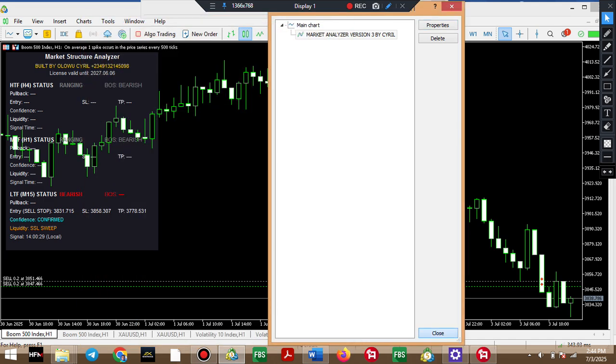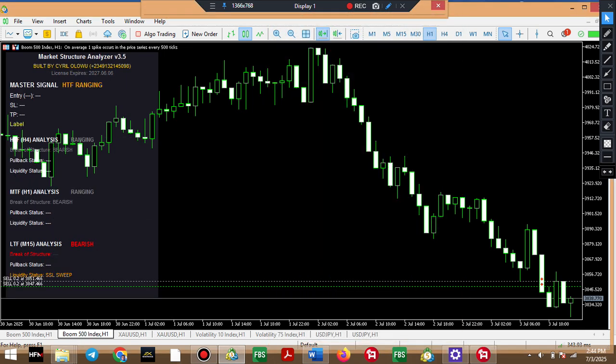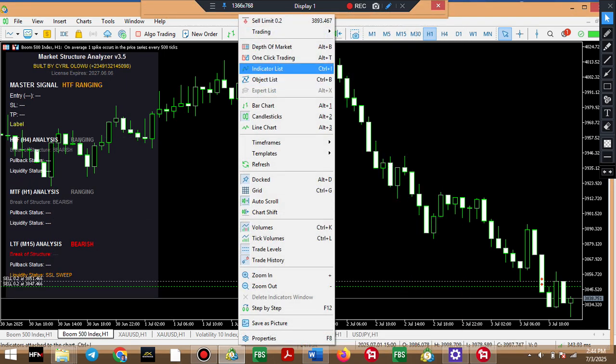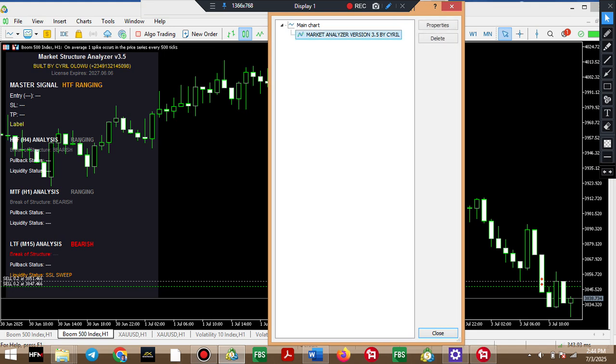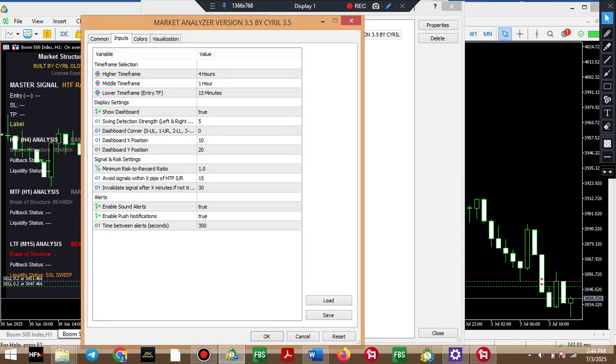Now, the version 3.5 has a bit of a tweak in it. The tweak here is that despite the fact that the time frame and everything are the same, when you come down to maximum risk to reward, you can see it's on 1. That means I'm using a ratio of 1 as my risk to reward. Then avoid signals between pips of HTF. That means any signals that are within the support and resistance of the higher time frame, you should avoid.